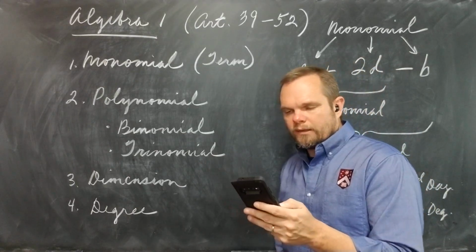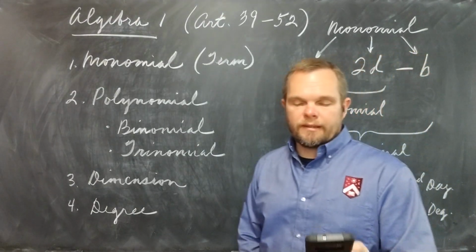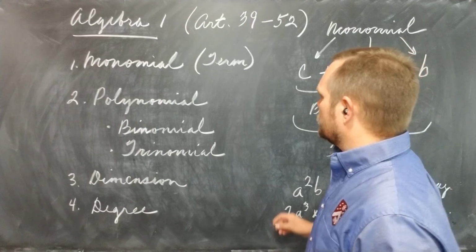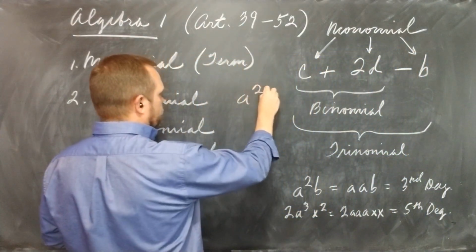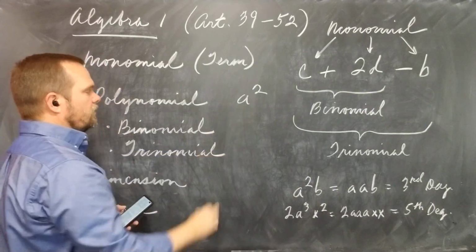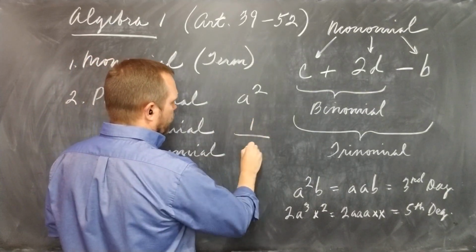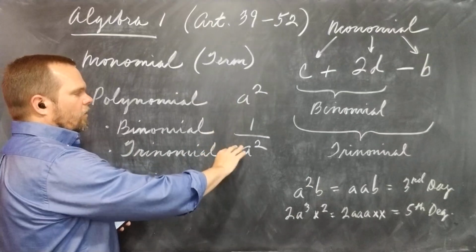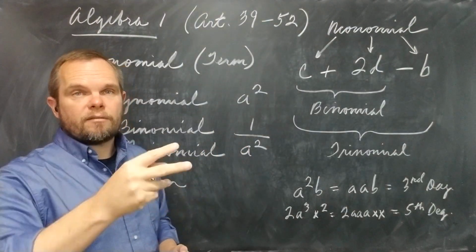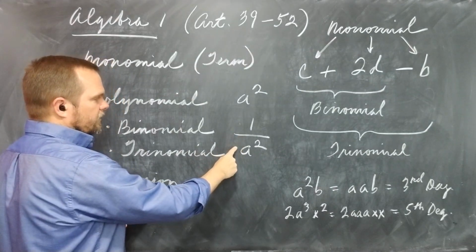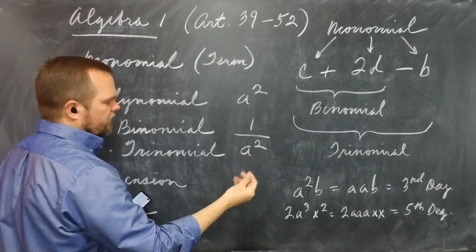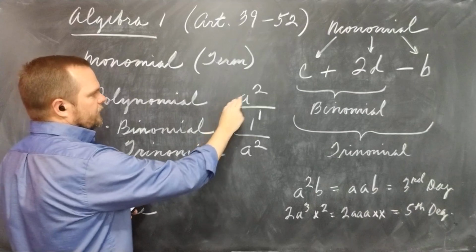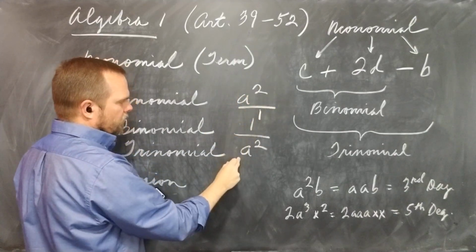Article 51, a reciprocal. The reciprocal of a quantity is simply one, or unity, divided by that quantity. So if we were to take any quantity, say a squared, and we wanted to find the reciprocal of a squared, we would simply write 1 over a squared, and that's the reciprocal of a squared. All that a reciprocal actually is a fraction that's inverted. So 1 over a squared is this quantity inverted. And the reason why I say that is because a squared is equal to a squared over 1. So a squared over 1 inverted becomes 1 over a squared.